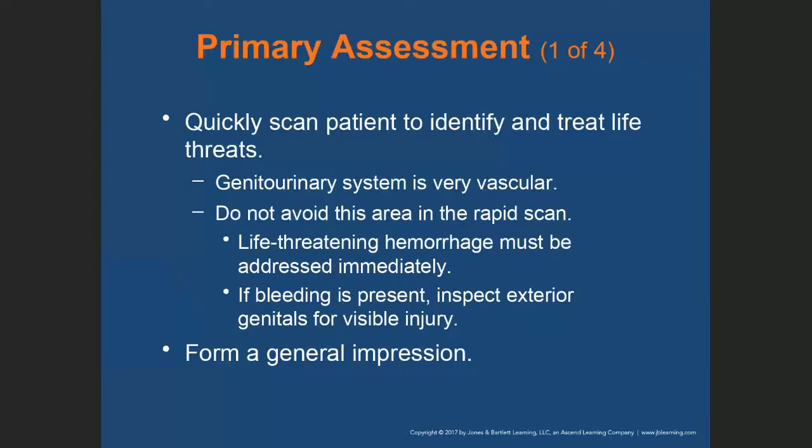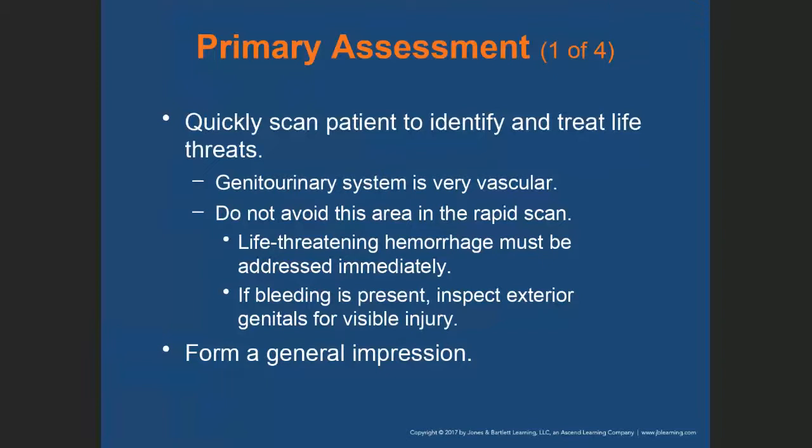After you have completed your scene size up, next phase is your primary. Quickly scan the patient to identify threats to life. The genitourinary system is very vascular, so they can bleed excessively from traumatic injuries. Do not avoid this area in the rapid scan. Life-threatening hemorrhage must be addressed immediately. If bleeding is present, inspect exterior genitals for visible injury.